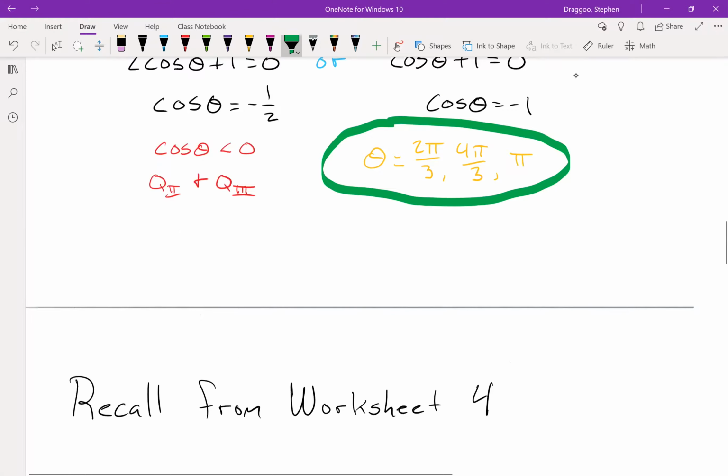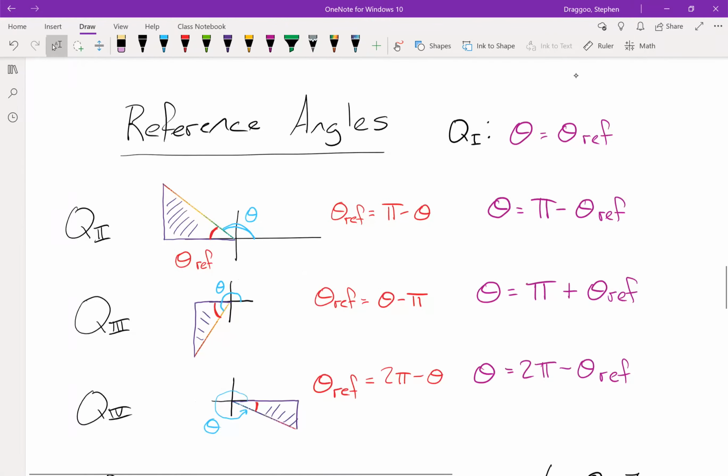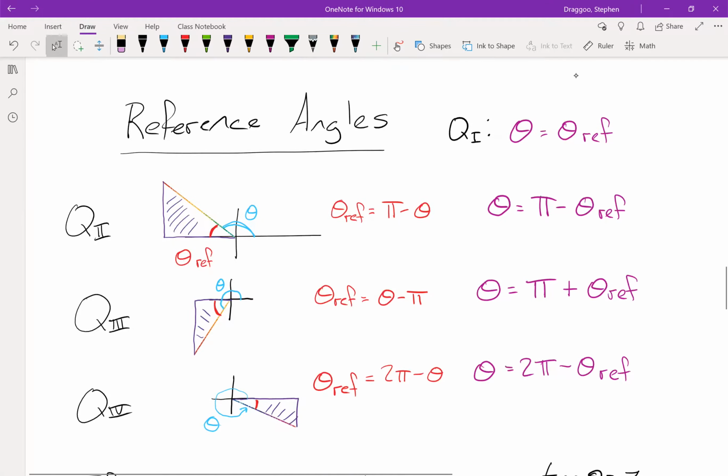All right, I'm going to take a quick break from the problems to recall some information that we learned a few worksheets ago. So I'm going back to reference angles, which we talked about at length in worksheet 4. If you check back to the notes on worksheet 4, you should see this exact picture show up. I believe it's in the first set of problems on reference angles, where we looked at angles in each of quadrants 2, 3, and 4, and identified what the reference angle would be in each of those quadrants.